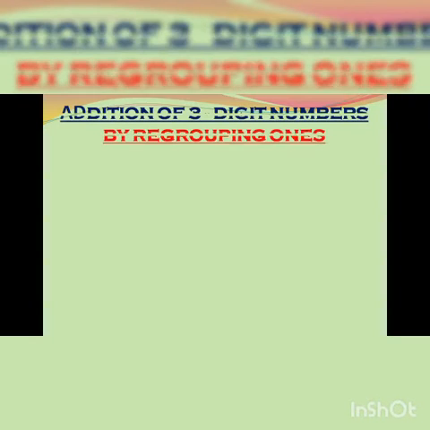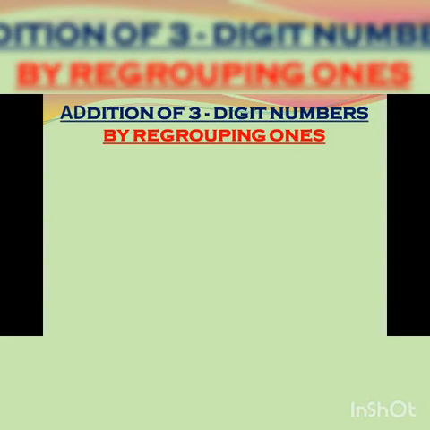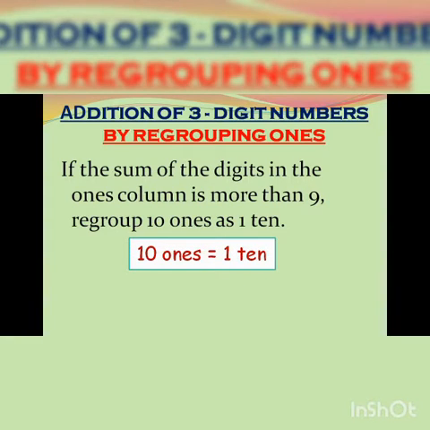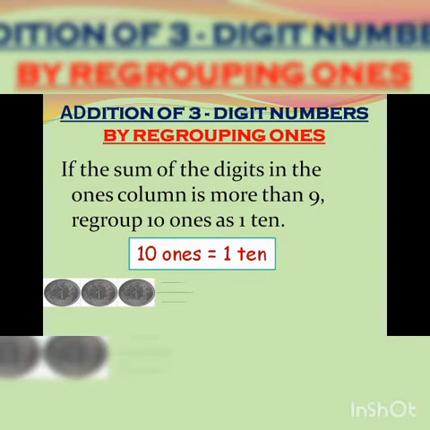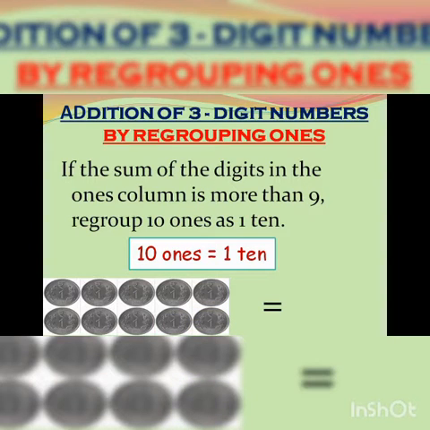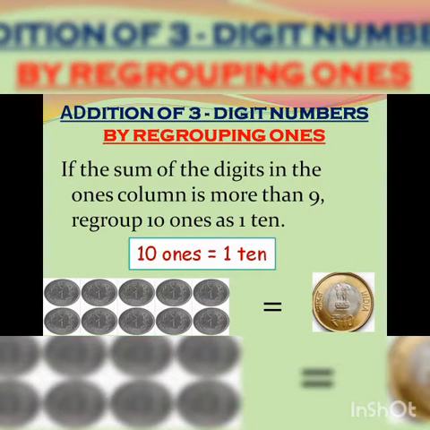We begin with addition of 3-digit numbers by regrouping ones. If the sum of the digits in the ones column is more than 9, regroup 10 ones as 1 ten. Here it has been represented using coins. We add 10 one-rupee coins to get 1 ten-rupee note. Let us see this with an example.